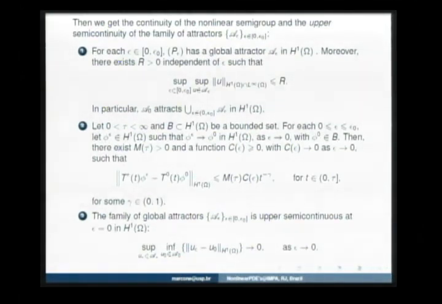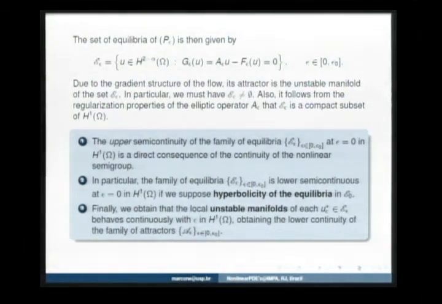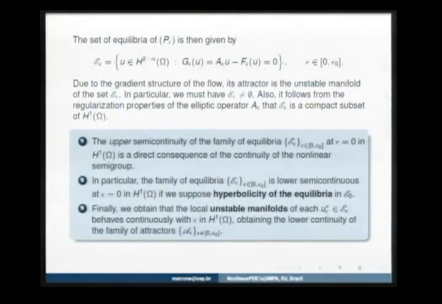With the upper semi-continuity of the attractor, we have the upper semi-continuity of the equilibria too. Now, if we suppose the hyperbolicity of the equilibria, we can show that they are continuous with respect to epsilon, because F is continuous with respect to epsilon. Using the implicit function theorem, we can show the continuity of the equilibria. And since the problem is gradient, we can show that the unstable manifolds are continuous with respect to epsilon too in H1. So we can get the continuity of the family of attractors. That is the scheme.